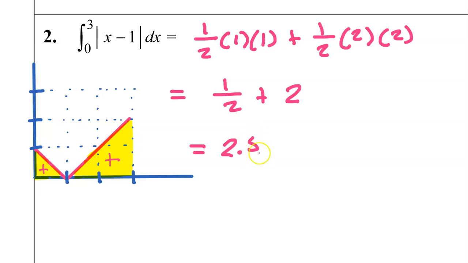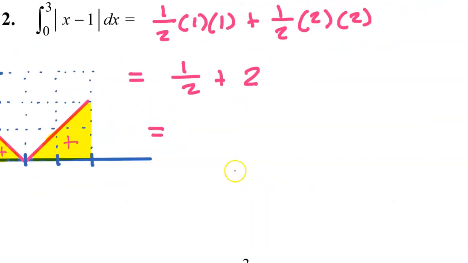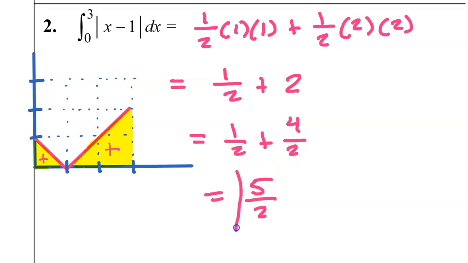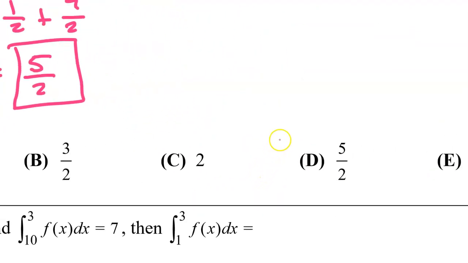2.5. Well, I'm looking at my options, actually, because it's multiple choice, and I'm not seeing decimals. So let's leave this as a fraction. So I have 1/2, and let's make like denominators. So 2 is the same thing as 4 over 2, and adding these fractions, I get 5 over 2. So this is probably what I will see among the answer choices. And there it is, D.